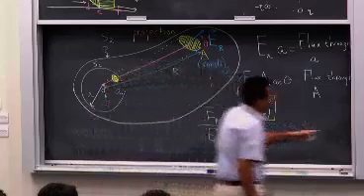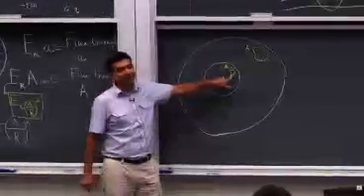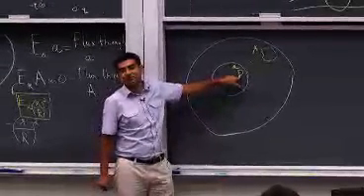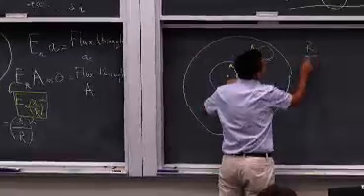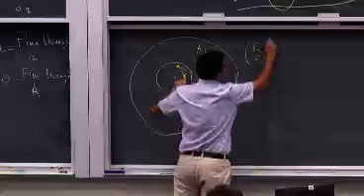This area has to be bigger than this area. How much bigger? It's just going to be bigger by capital R over small r squared.